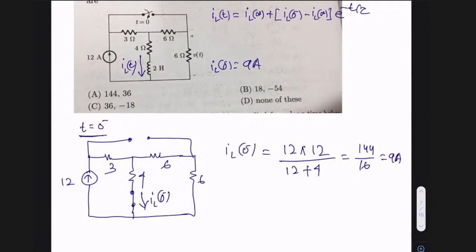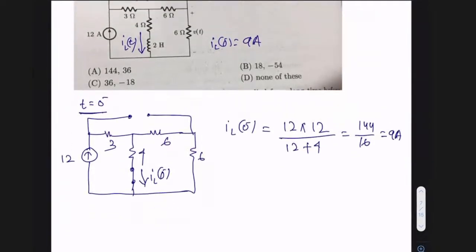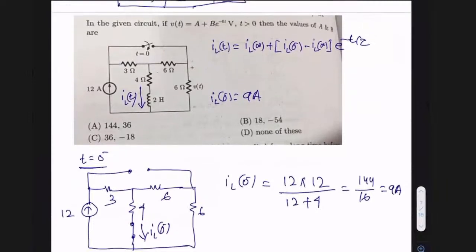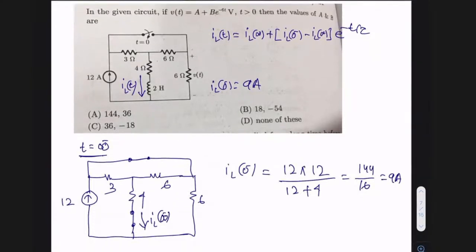Is that fine? Similarly, we'll find iL(infinity). While finding iL(infinity), what is the change? The switching action will change. The switch is now closed. And this current, which I was calling iL(0 minus), I'll now call iL(infinity). So how do you get this iL(infinity)? Any idea? iL(0 minus) you already got, now I want to get this iL(infinity).